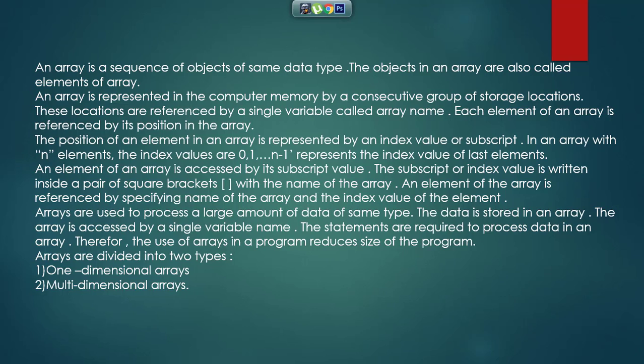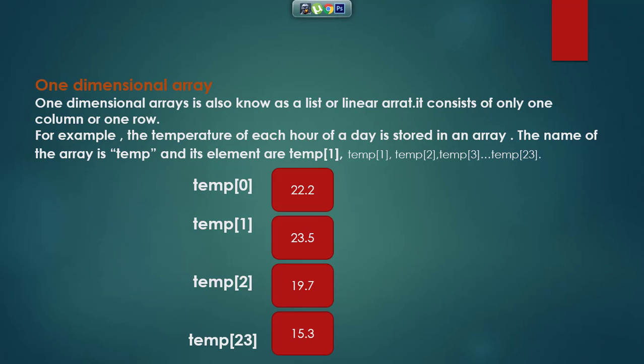Arrays are used to process a large amount of data of the same type. The data is stored in an array. Therefore, the use of arrays in a program reduces the size of the program. Arrays are divided into two types: one-dimensional arrays and multi-dimensional arrays. In this lecture, we will discuss only one-dimensional arrays. A one-dimensional array is also known as a list or linear array. It consists of only one column or one row.